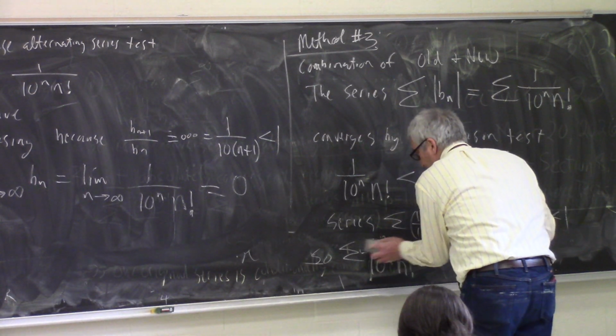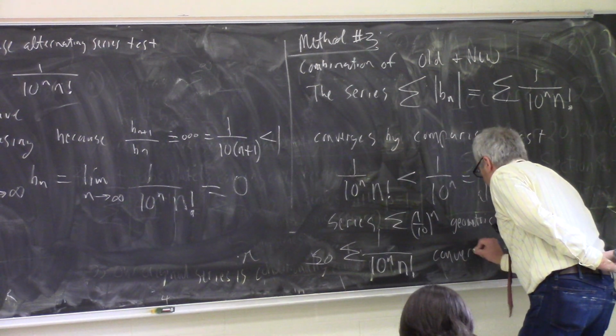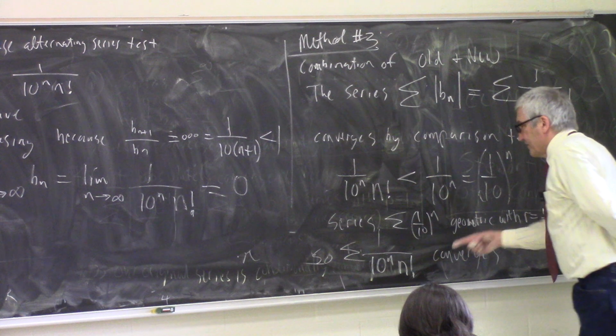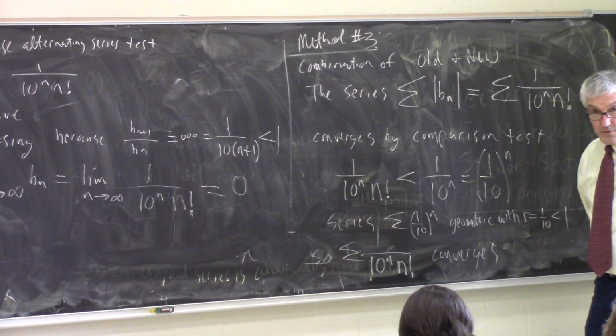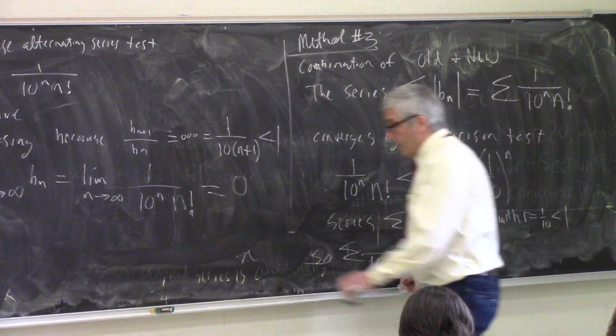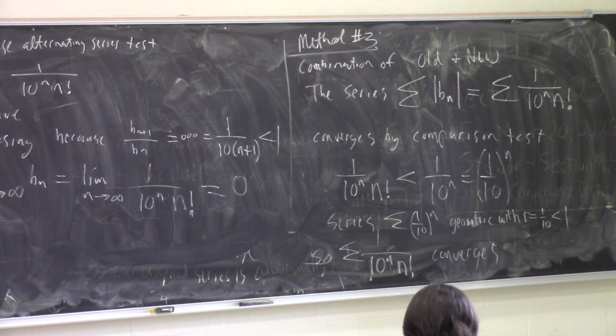So this series converges. I'm running out of time here. But so this series of absolute values converges, and so the original series converges by the theorem that if something is absolutely convergent, it's convergent.